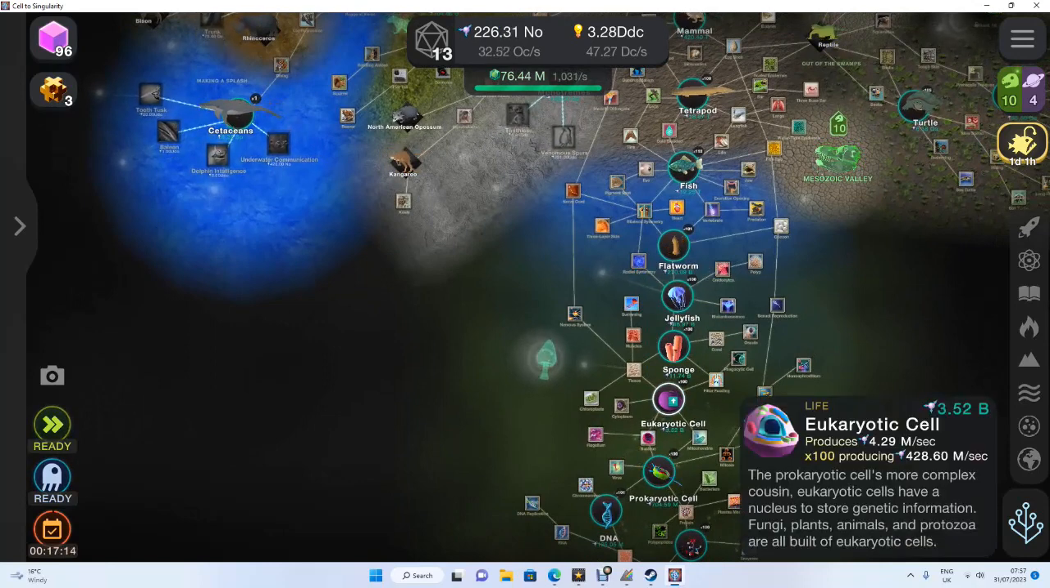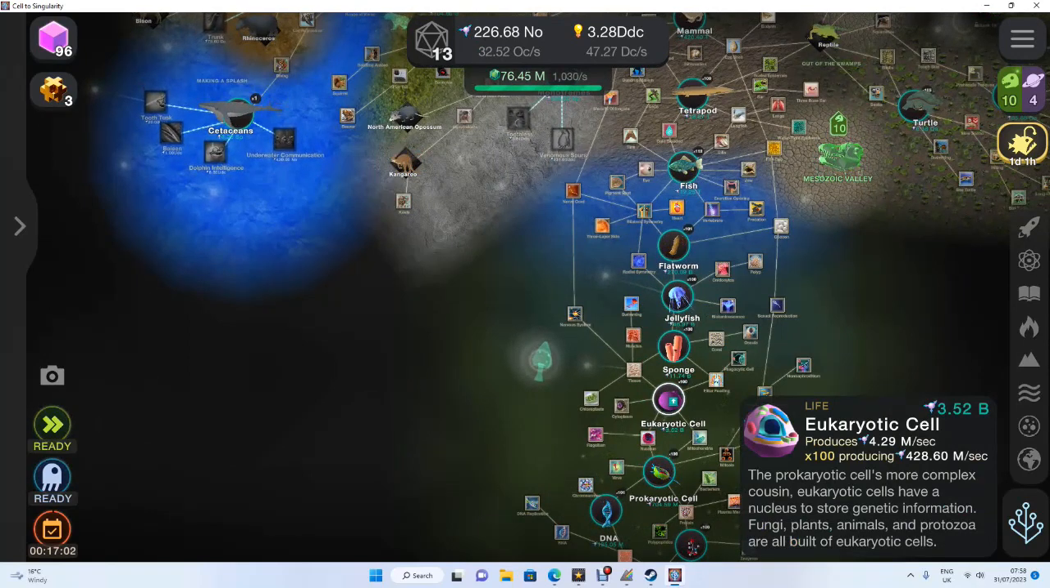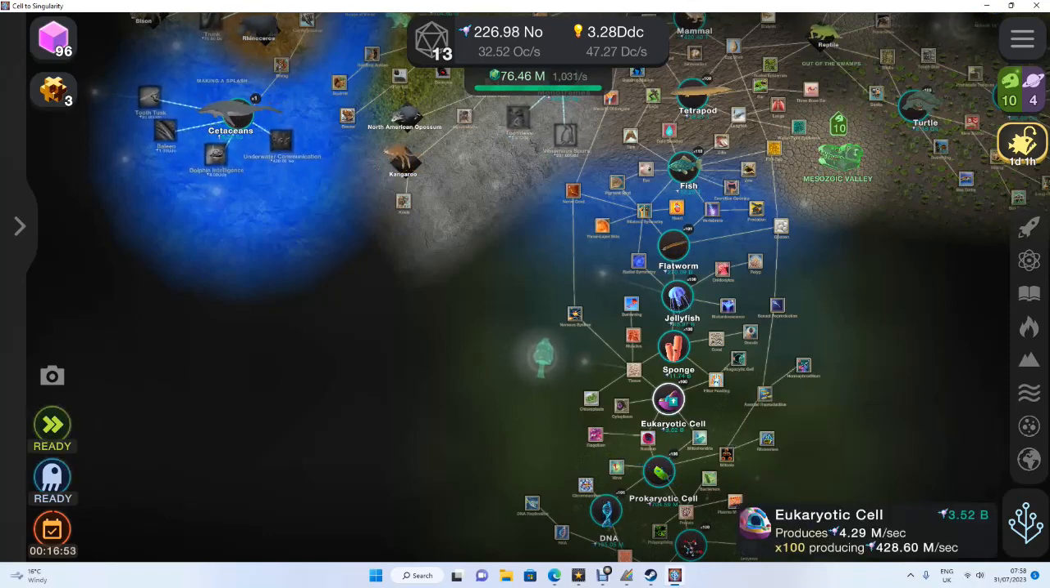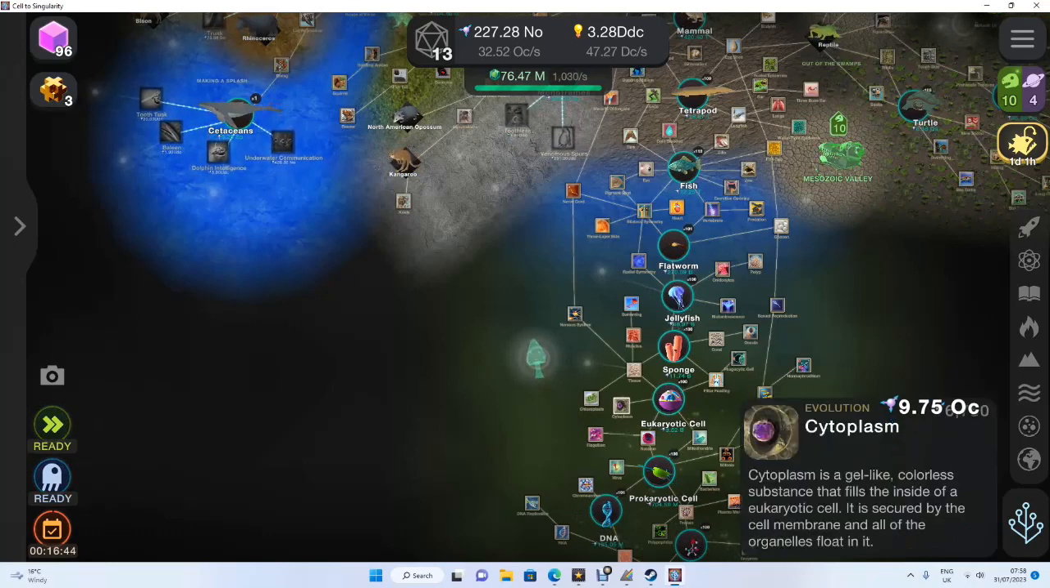Eukaryotic cell. The prokaryotic cell's more complex cousin. Eukaryotic cells have a nucleus to store genetic information. Fungi, plants, animals, and protozoa are all built from, sorry, eukaryotic cells. And that's why we have this mushroom over here. That makes a little more sense. Because it's part of the fungi group. Don't know why I said it like that.